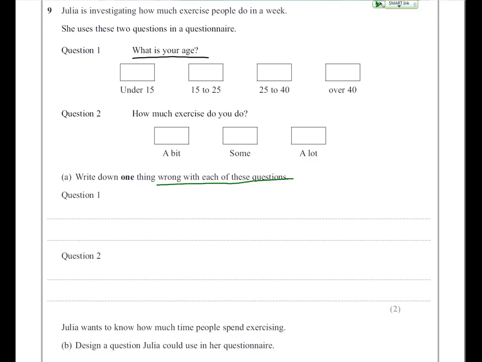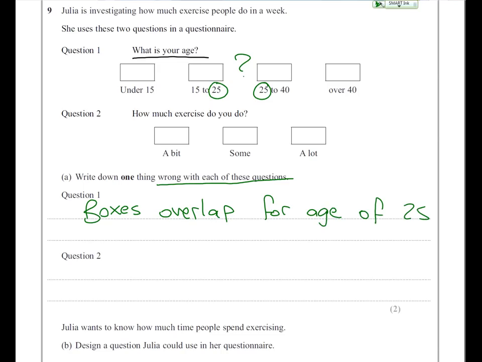Now, for the first one, what is your age? What if a person was 25? They would not know where to tick. So 25 is overlapped. And if you are 25, you're going to be very confused filling in this survey. So boxes overlap for age of 25. 2 possible boxes to tick.